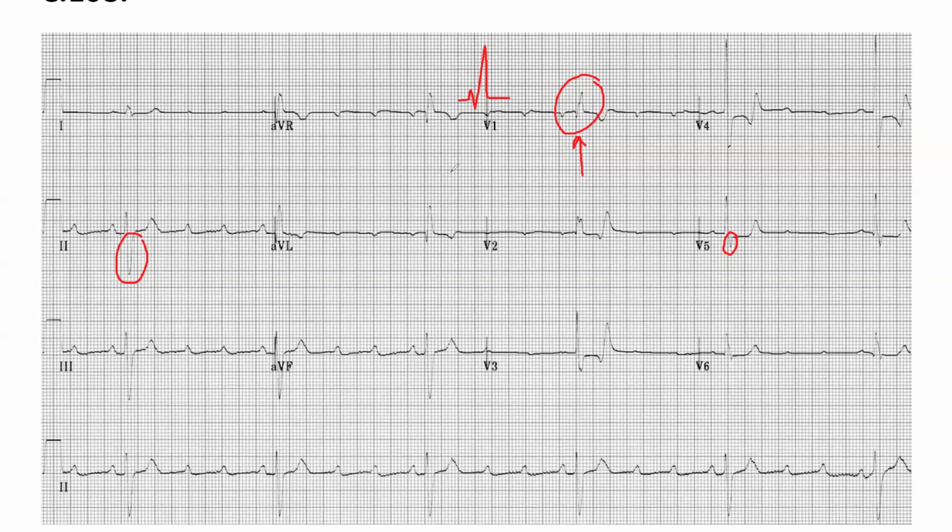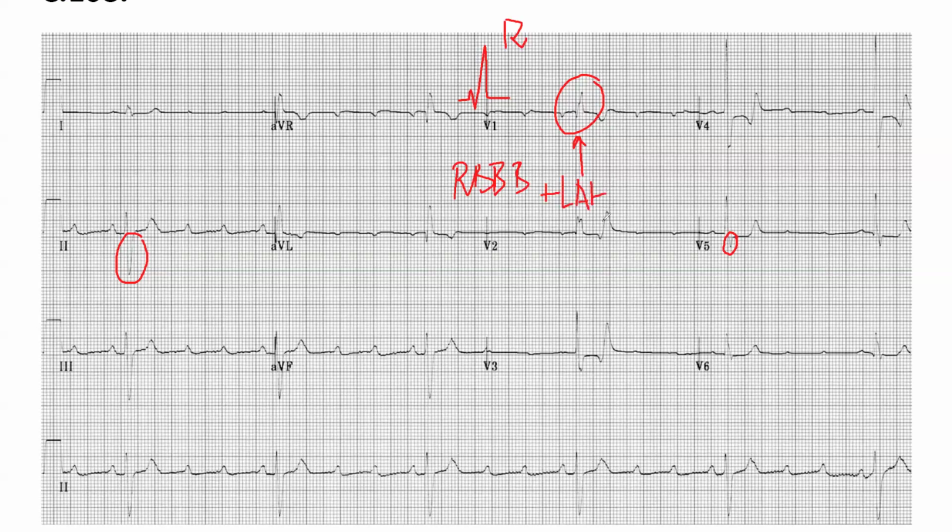Whenever you do see the R complex, the block is there. This is the right side. So this is a right bundle branch block, okay? Plus, you said the left anterior hemiblock.